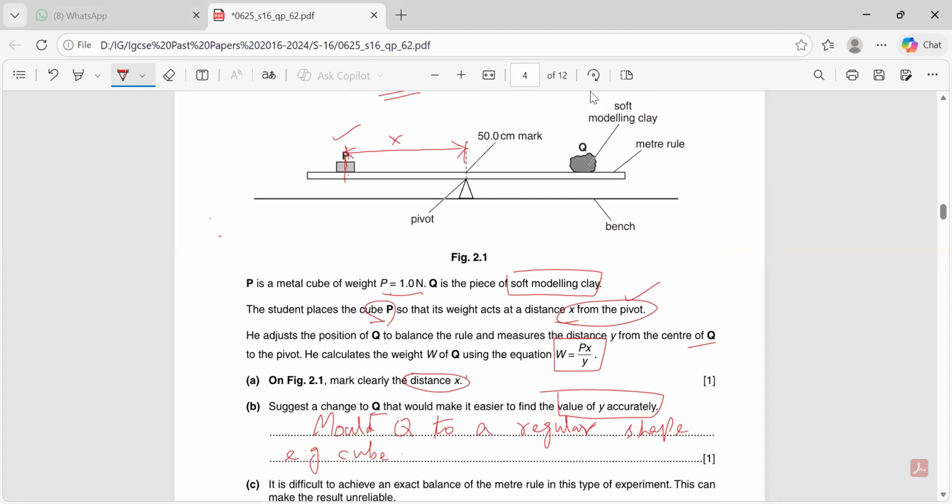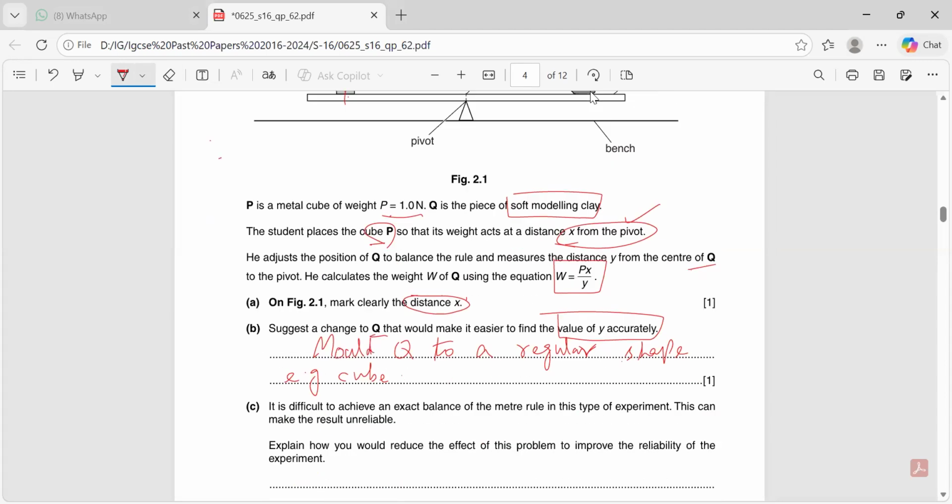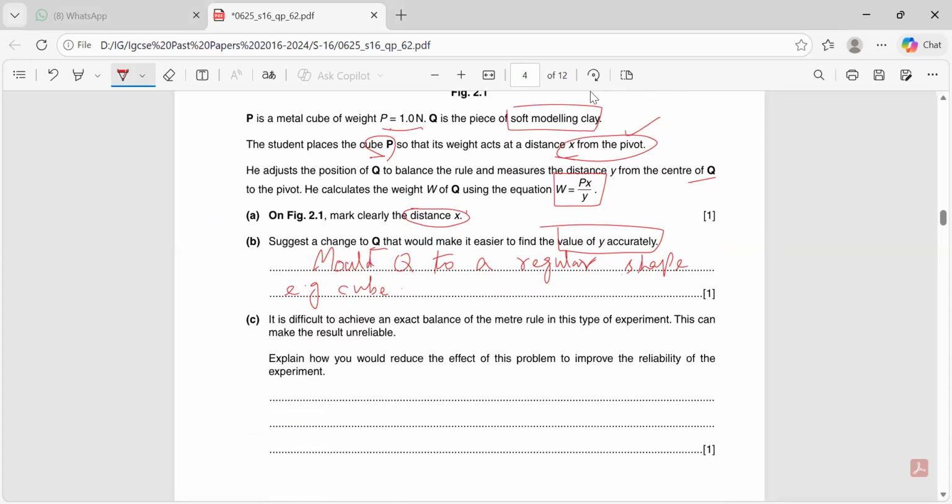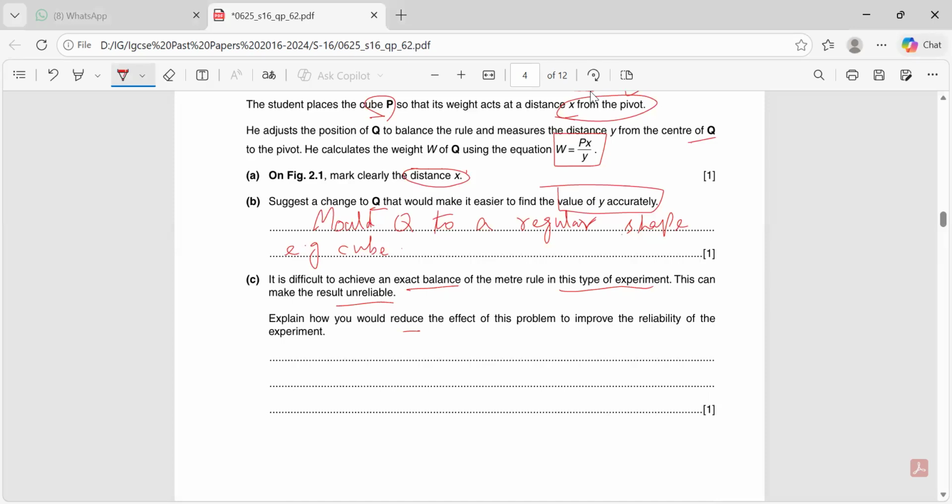See, I have measured this distance x from the center of the block to the pivot. It is difficult to achieve exact balancing of the meter rule in this type of experiment. This can make the result unreliable. Explain how you would reduce the effect of this problem to improve the stability of the experiment.